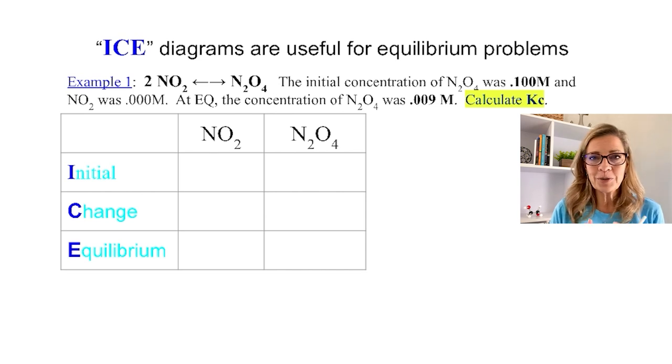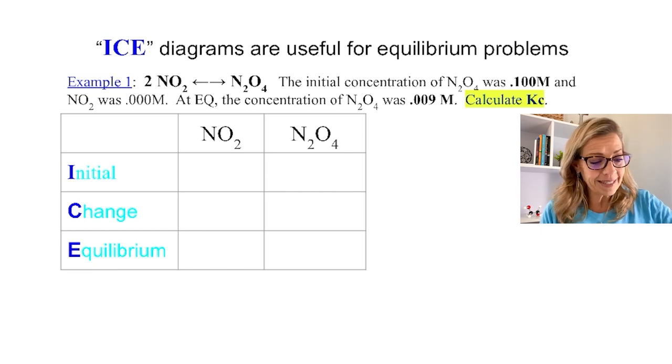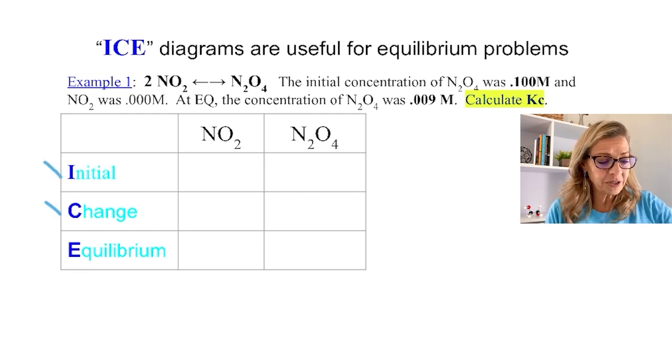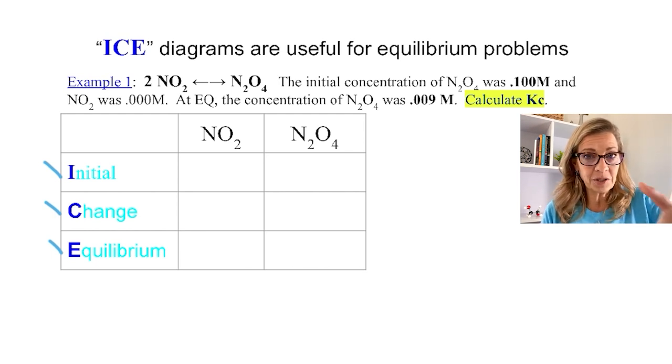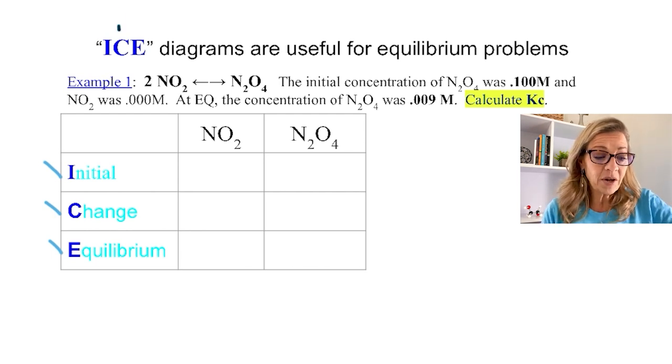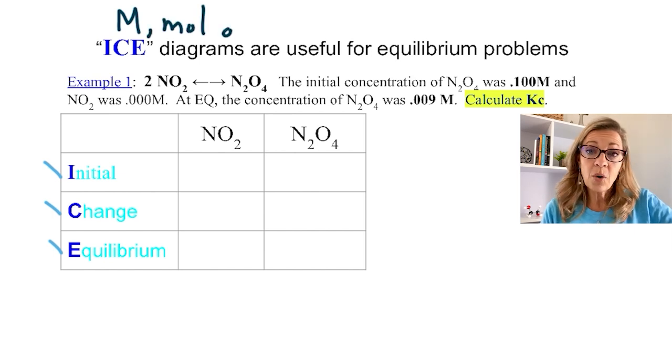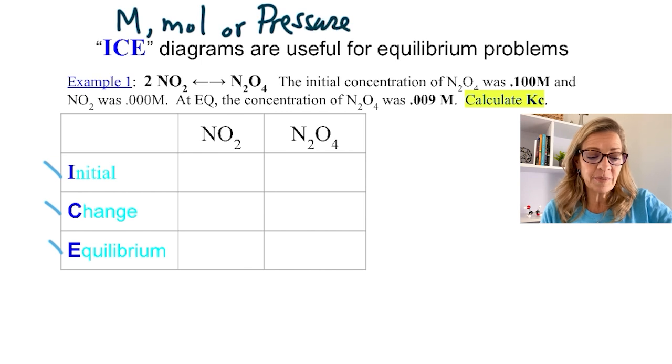And I want to show you two problems, and these are examples of problems that you can solve using an ICE diagram. First of all, what does ICE stand for? It stands for Initial, Change, and Equilibrium. And we're going to set up a little table. And the first thing you need to know is what kind of units can you use? You can do them in molarity, or moles, or pressure units. Okay, so maybe atmospheres or something like that.